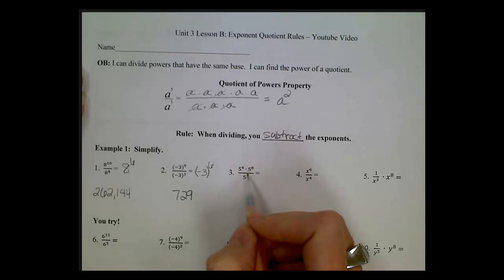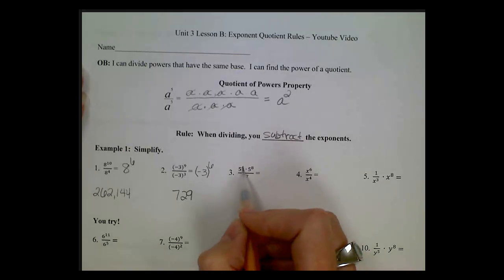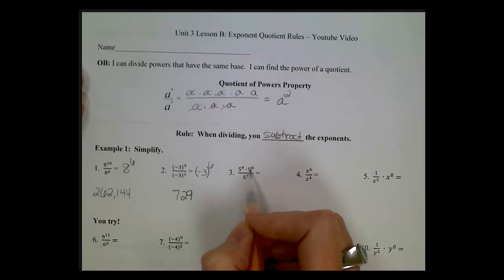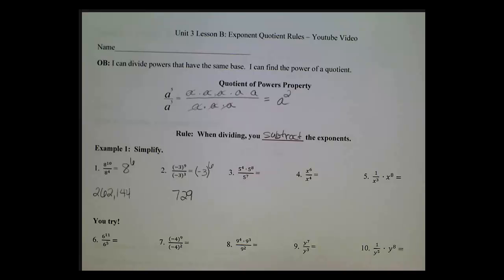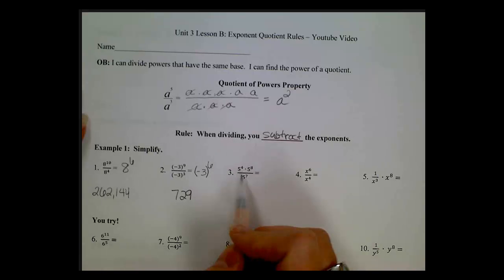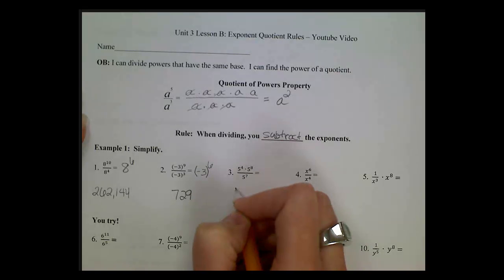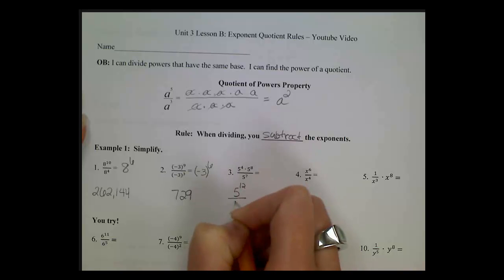Next problem. Here we have 5 to the 4th times 5 to the 8th, and this is all over 5 to the 7th. So we're going to put together a rule that we've learned in the last video in the numerator here, where we're multiplying together two of things that have the same base, and when we multiply those two bases together, we're going to add those exponents so that that will become 5 to the 12th power over 5 to the 7th power.